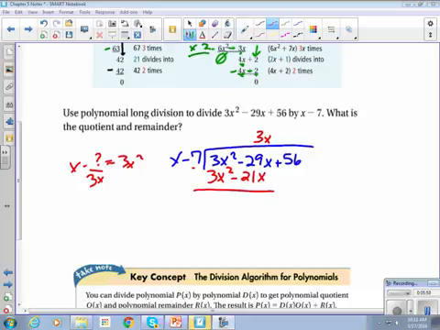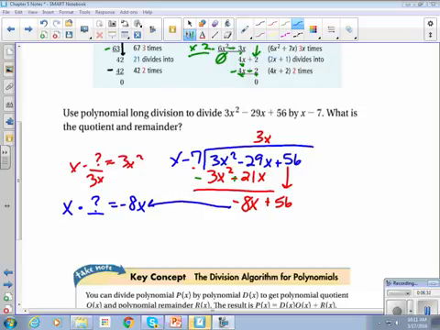We are going to change the signs on these so that we get 0 and we get negative 29x plus 21x, negative 8x. The 56 comes right on down. Then we got what times x equals negative 8x. And we say, oh yeah, that's easy, it's negative 8.